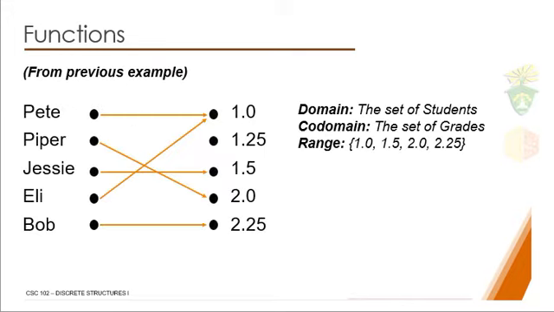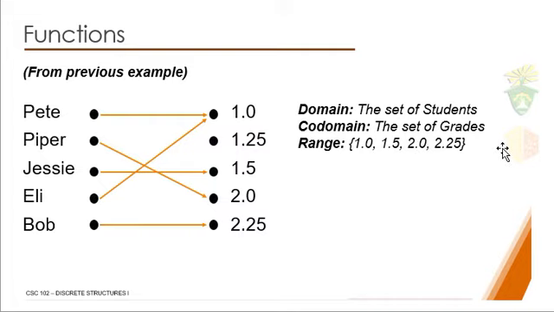So, from the previous example, we have two sets. We have the set student and we have the set grades. For this example, we have the following properties. Our domain is the set of students. Our codomain is the set of grades. Our range, look at the range. We only have 1.0, 1.5, 2.0, and 2.25.